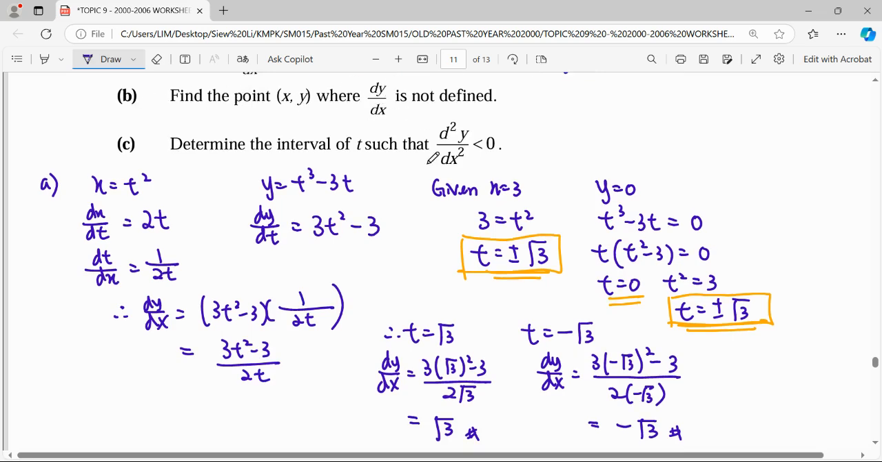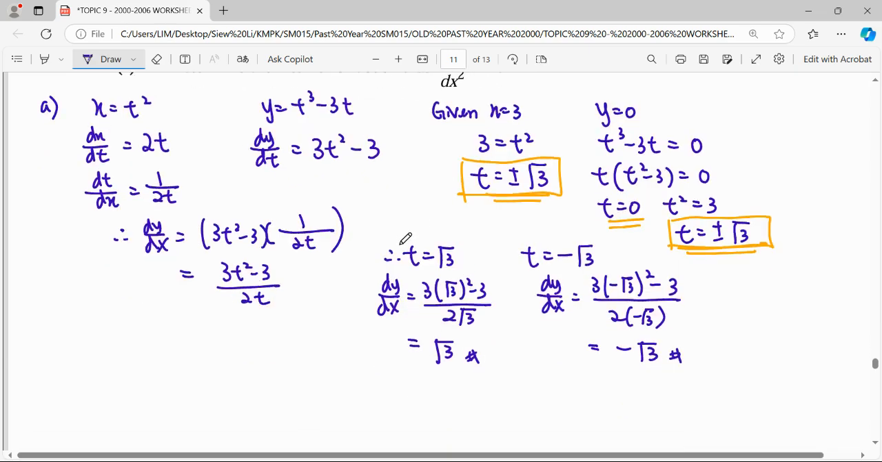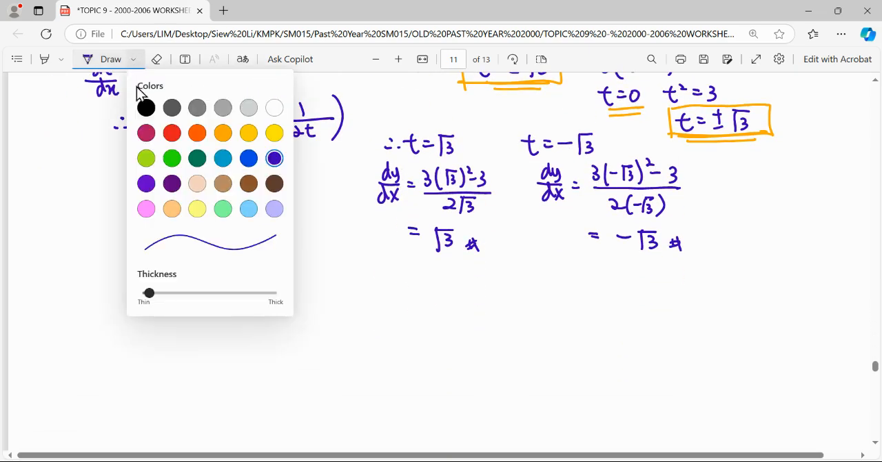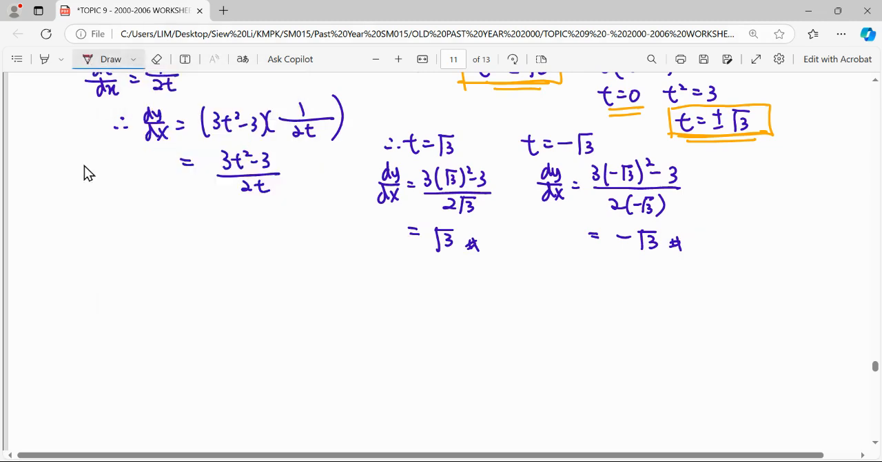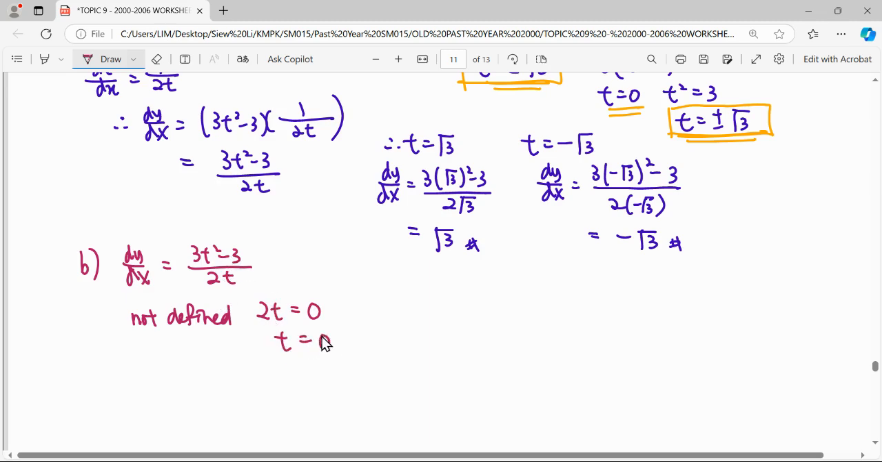Find the point where this dy/dx is not defined. When you come to B, dy/dx equals 3t squared minus 3 over 2t. This function is not defined when the denominator equals 0. Means this function is undefined when the denominator equals 0. So our t will be equal to 0.